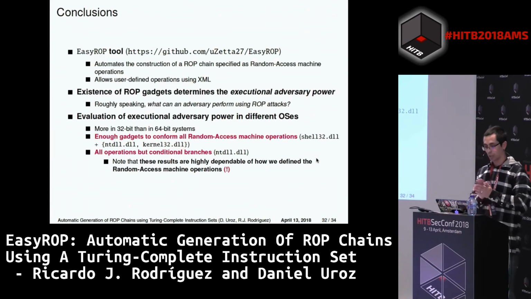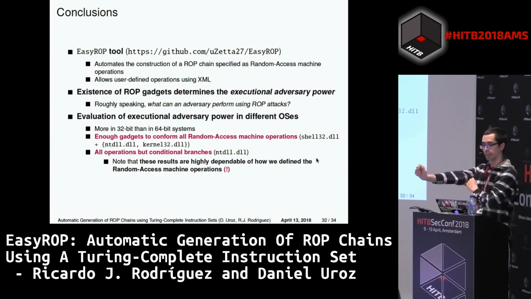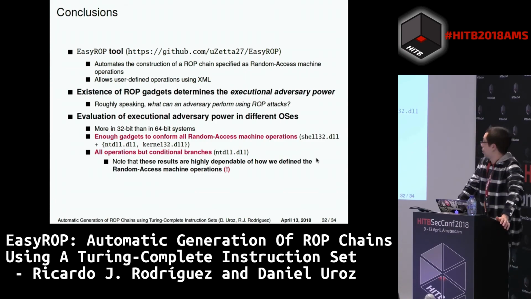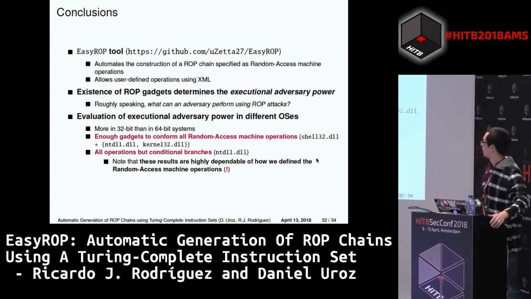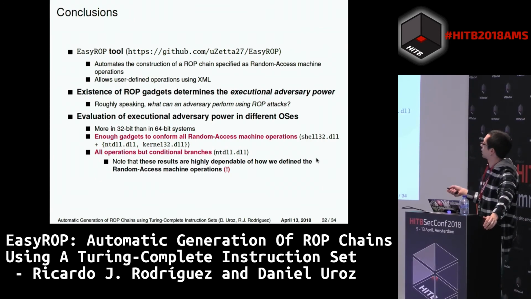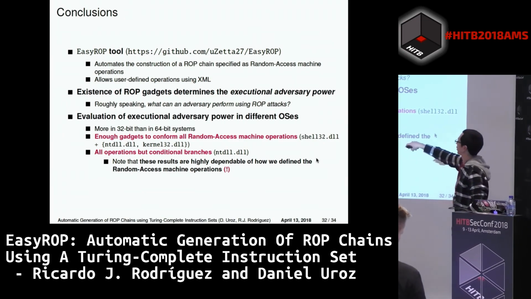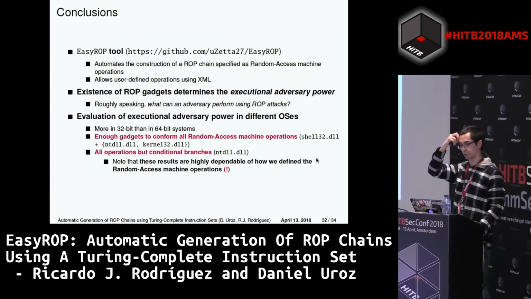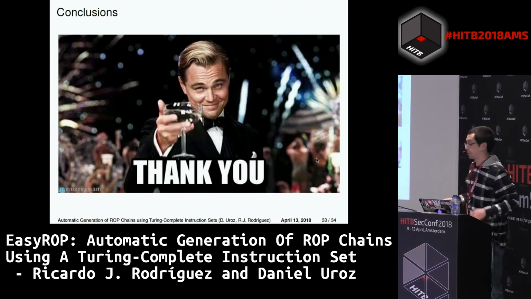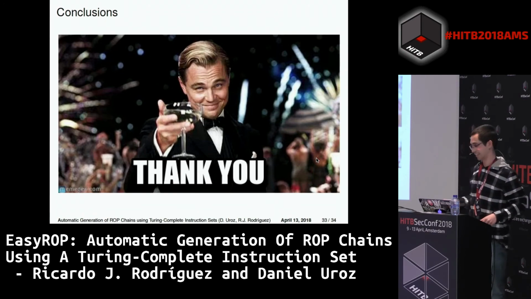Well, we have developed this tool which allows us to automate the construction of the ROP chain, specified as random access machine operations. It also allows the user to specify its own operations. And we have evaluated the executional adversary power in different Windows OS. Okay. We have found that the adversary is more powerful in 32 bits than in 64 bits. And that if we consider only this DLL plus some of the other set, we can have everything, we can perform any kind of random access machine operations. Okay, and this is all that I have to tell you. So thank you for your attendance.